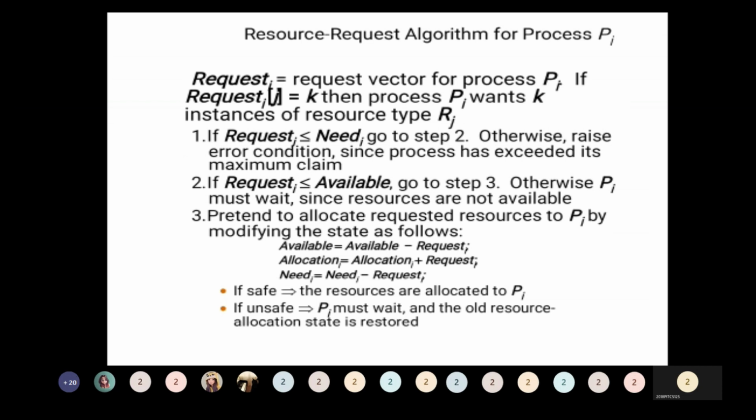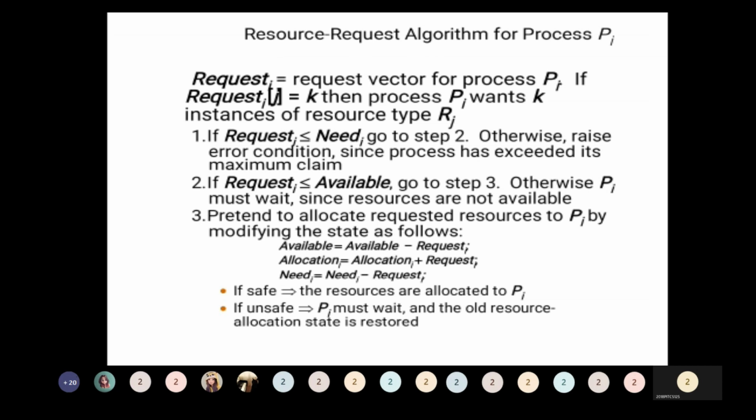If Request i is less than or equal to Need i, go to step 2. Otherwise, raise an error condition since the process has exceeded its maximum claim. If Request i is less than or equal to Available, go to step 3. Otherwise, Pi must wait since resources are not available.